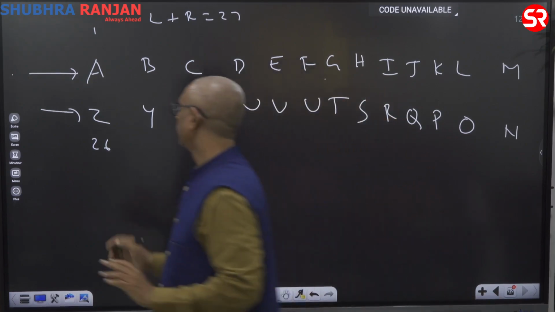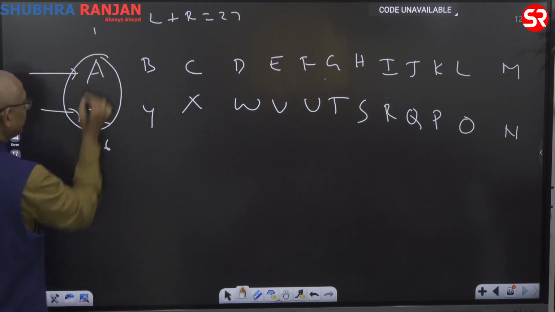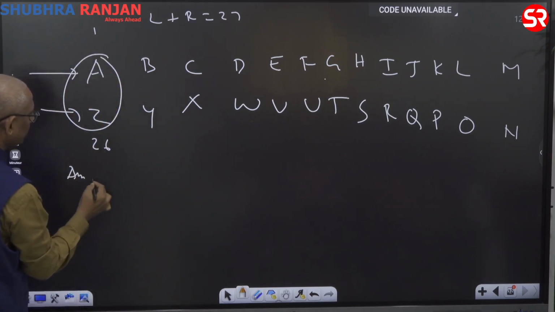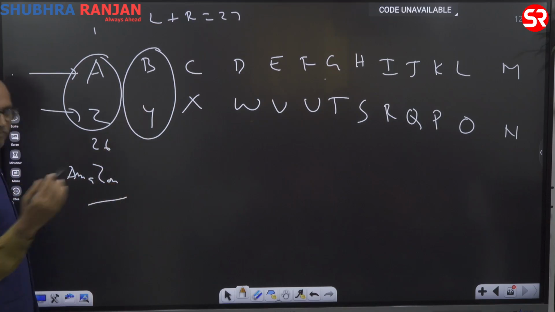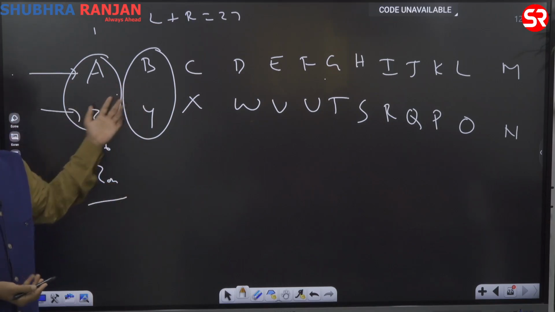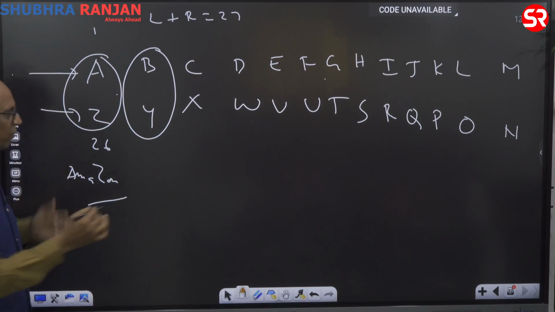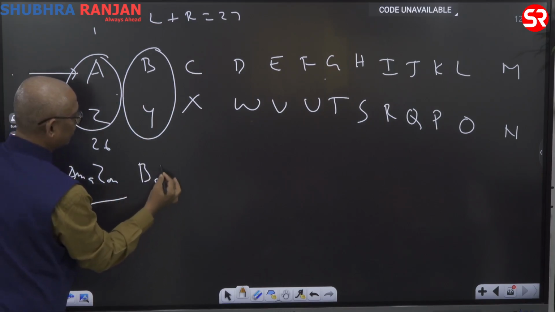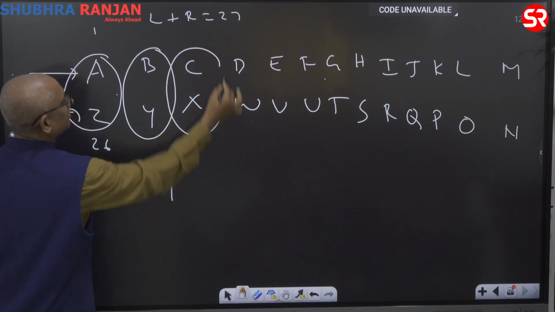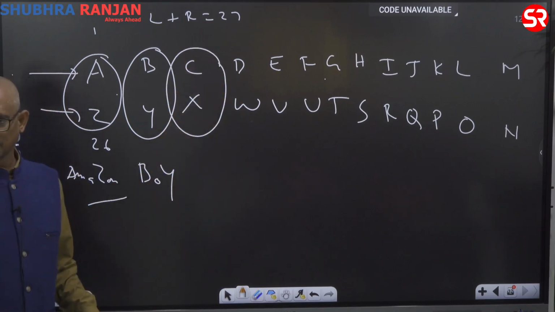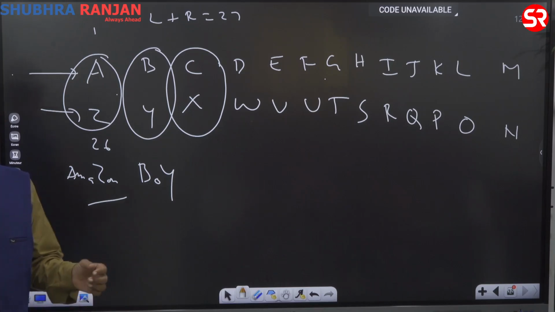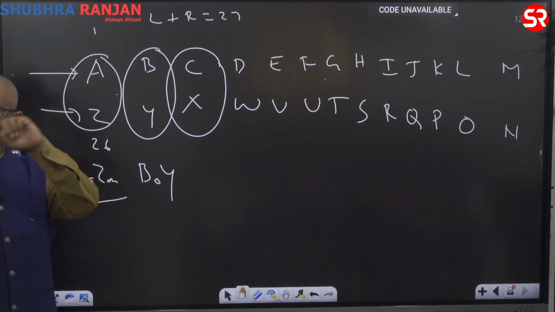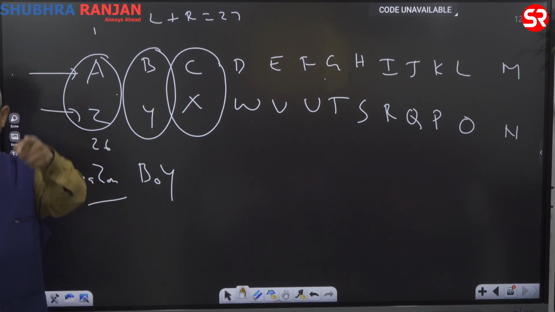Okay. Now, in the same sense, for this Amazon, A and Z are opposites. Tell me what is the connection with B and Y? Fantastic. Boy. Got it? Everyone agrees? So, boy. Now, the same connection with C and X. Crux. It's a bike name, na? I think there is one bike called Crux. Yamaha Crux. You know, na?